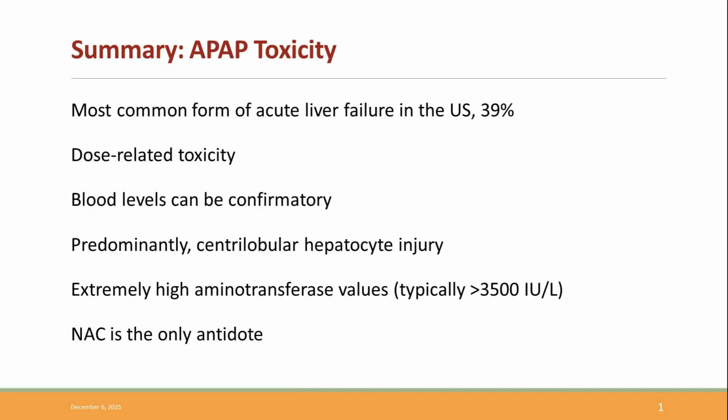Acetaminophen overdose is the leading cause of acute liver failure in many countries where chronic alcoholism is common. Toxicity is dose-dependent and produces extremely elevated aminotransferase levels, often exceeding 3,500 IU per liter. NAC remains the only effective antidote. Early diagnosis and timely treatment are crucial for preventing morbidity and mortality.